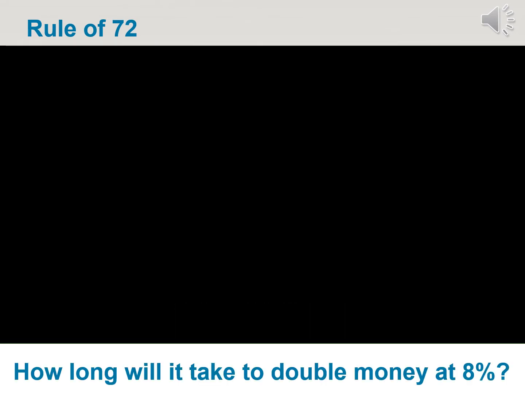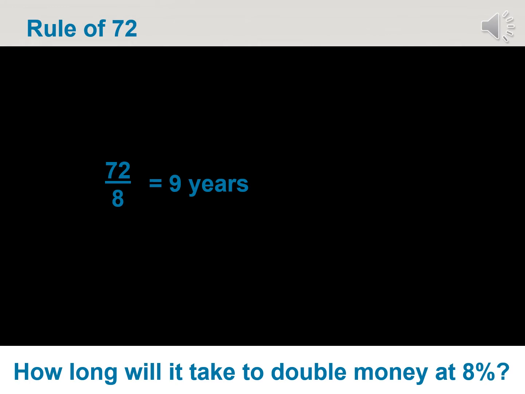So how long will it take to double money at 8%? Any amount of money. It will take 9 years. We use the Rule of 72 and divide it by the interest rate. 72 divided by 8 is 9 years.